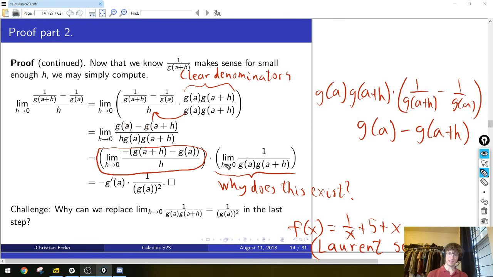But the argument to make here is that g is continuous, and we know, as you said in the first part of your answer, g of a and g of a plus h are both non-zero. So this whole expression is also continuous because it's 1 over a continuous function where that function does not output 0. So that means this whole thing is continuous, and continuity means that the limit exists, and it's equal to the function value, right?